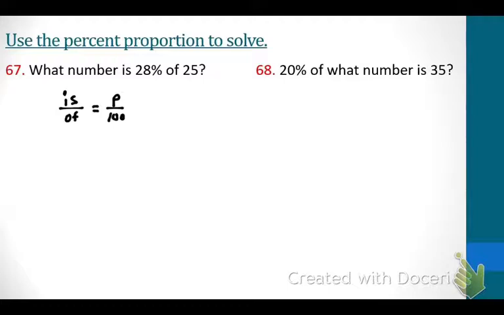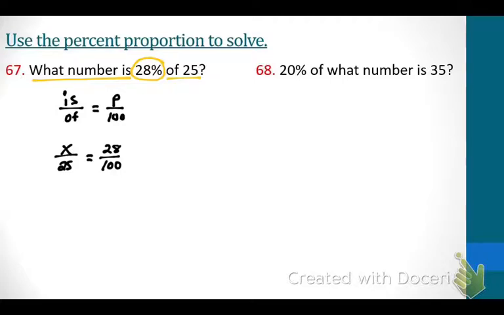All right, would you circle and underline the original problem? What number is, underline that, and then circle 28%, and then underline of 25. Okay, what's my is? X, because we don't know it. What's my of? 25. What's my P? 28. Okay, now 28 over 100 means 28%, so I am not going to put a decimal point there saying 0.28, because 28 over 100 means 28%, okay?